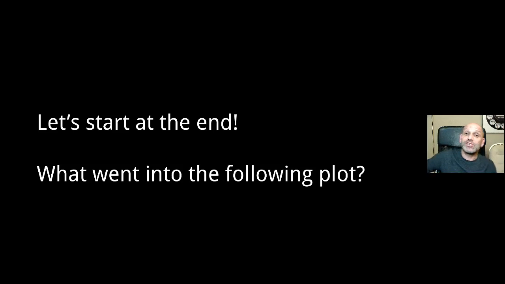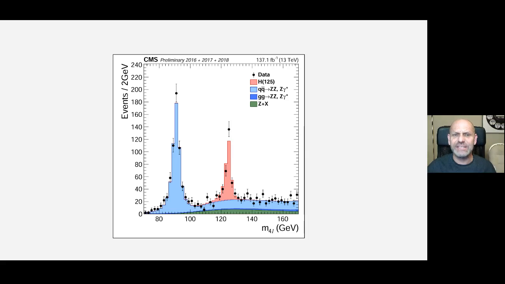To do that, I'm actually going to start at the end. Let's start at the end of an analysis. This plot is probably familiar to some of you. This is not the discovery of the Higgs boson, but newer data, the run-2 data showing the Higgs boson. And so this is really the final plot at the end of a long series of measurements and analyses. This is the final plot in some paper.